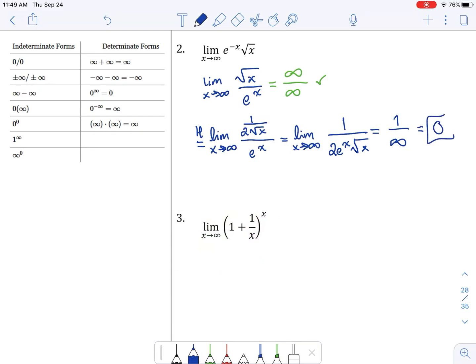Here, 1 over infinity is 0, because it's 1 being divided by a very large number. 1 divided by a million, if you type that in your calculator, real close to 0.